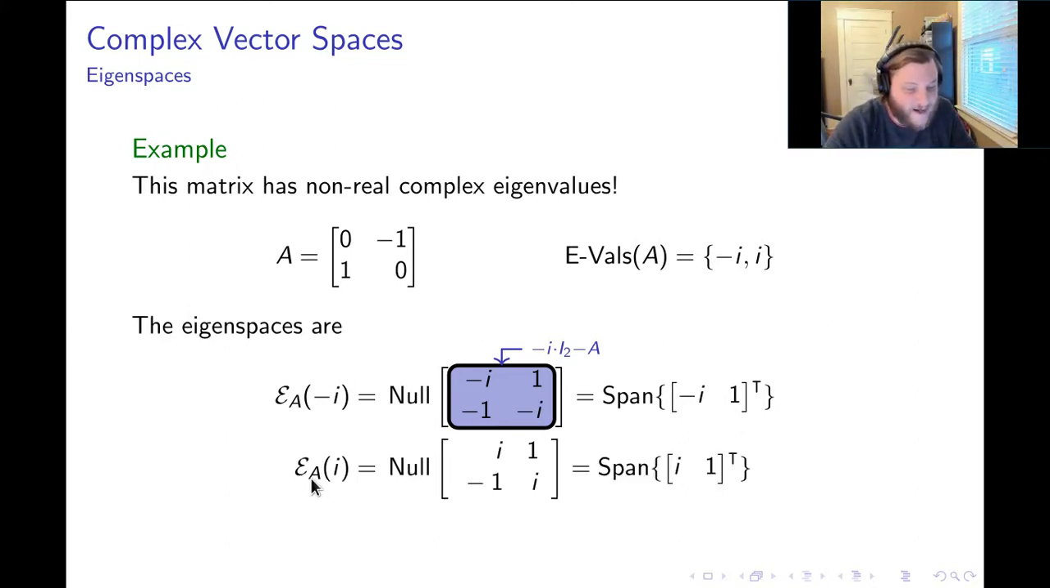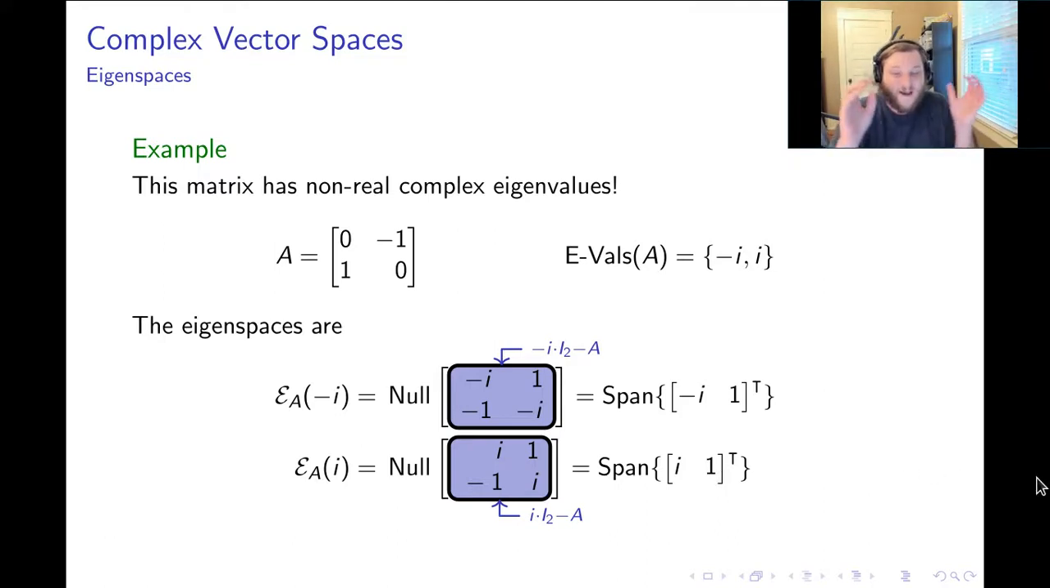What about the other eigenspace? The other eigenspace, E sub A of i, here being the second eigenvalue, is the null space of the other characteristic matrix, the imaginary number i multiplied by the 2 by 2 identity minus A. And when we find a basis for the null space here, we get the span of (i, 1). So a complex vector is a basis for this complex eigenspace.